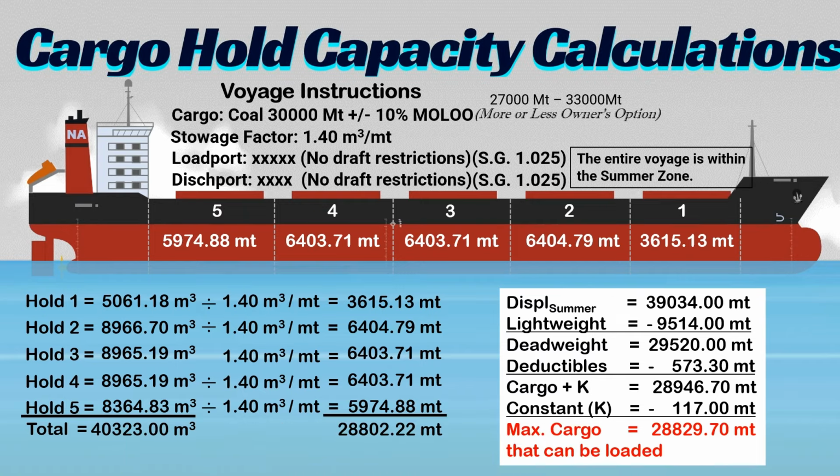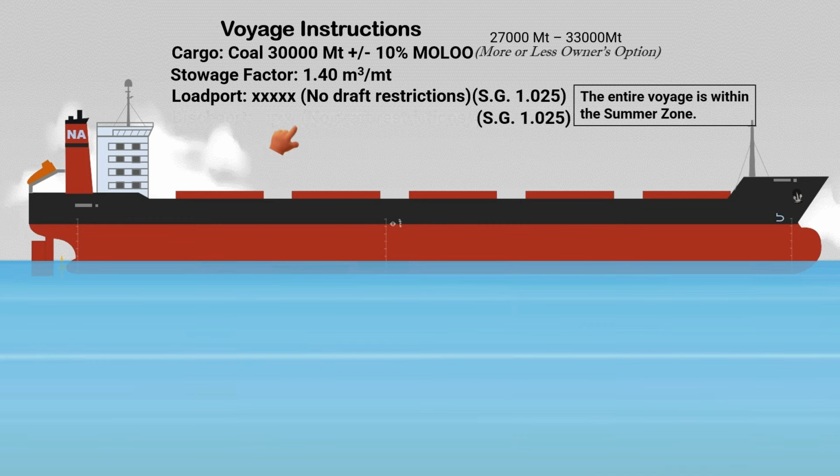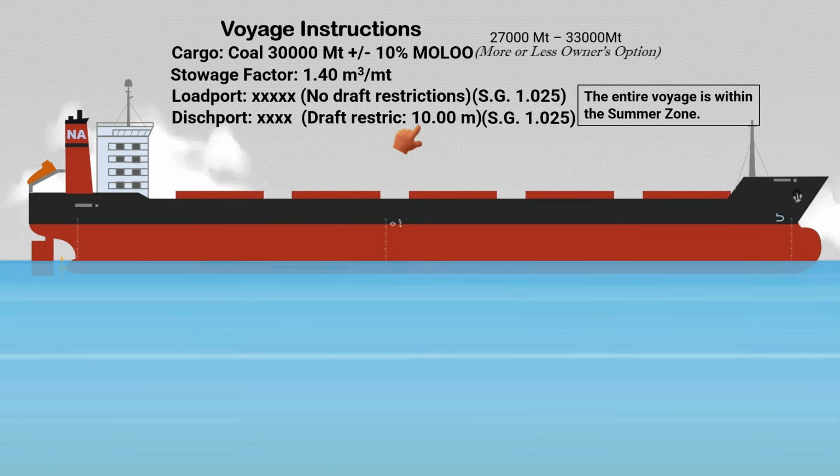In today's video, we'll work with the same voyage instructions, but with a change in the discharging port. The discharging port now has a draft restriction of 10.00 meters, and a water density of 1.018. The loading port remains unchanged, with no draft restriction, and in saltwater, with a relative density of 1.025. Additionally, the loading port is located in the summer zone, while the discharging port falls within the winter zone.